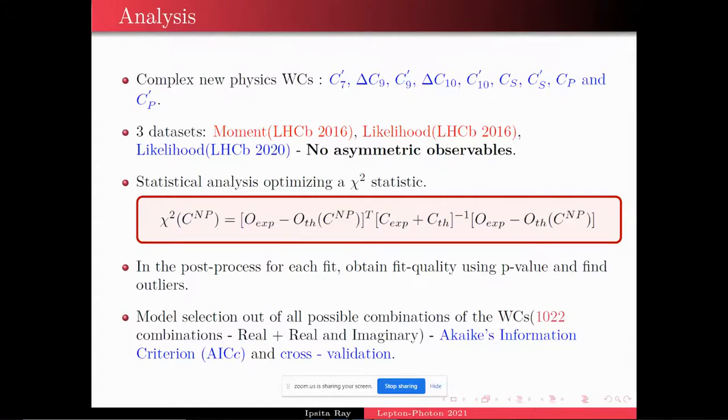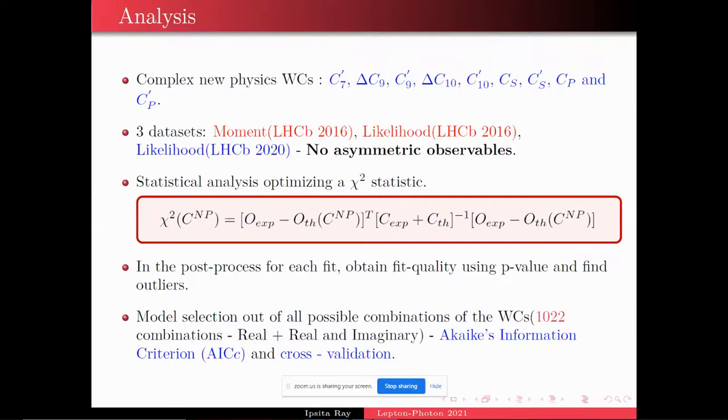Now considering these 9 operators, we can have various scenarios where the Wilson coefficients are taken to be either all real or all complex, thus amounting to a total of 1022 combinations, and we need to select the best models out of all these potential models.